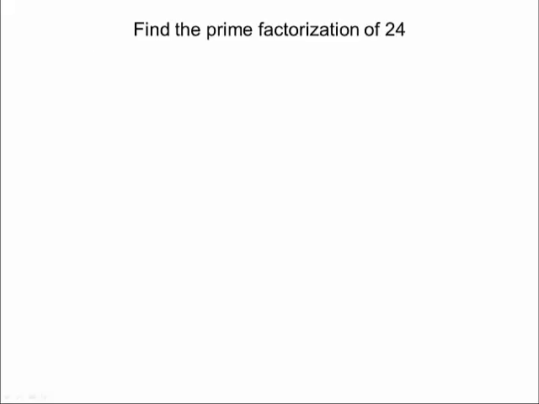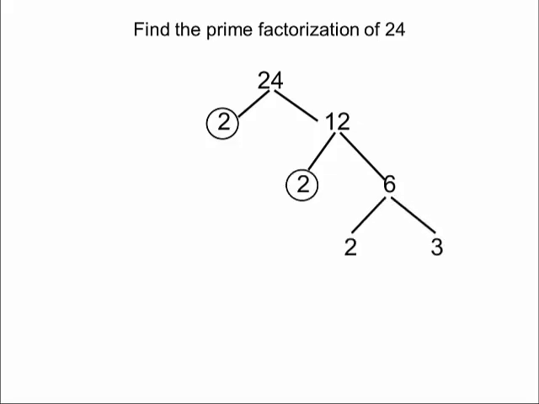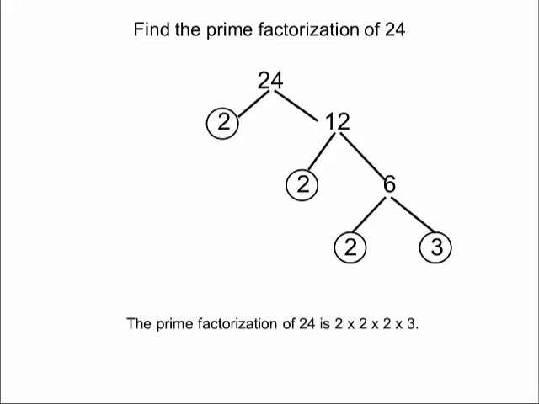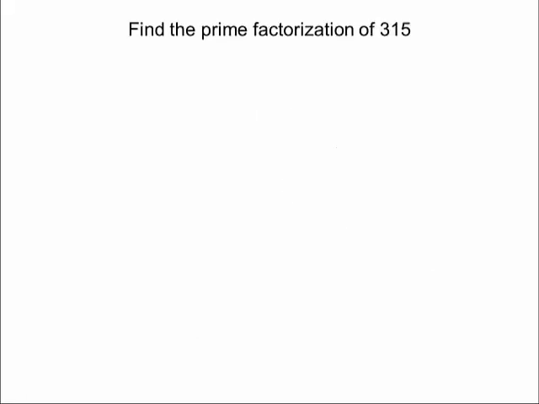So if I was going to find the prime factorization of 24, for instance, I'd say, well, 24 is 2 and 12, 2 is prime. 12 is 2 and 6, 2 is prime. 6 is 2 and 3, both are prime. So the prime factorization of 24 is 2 times 2 times 2 times 3. Try this one.